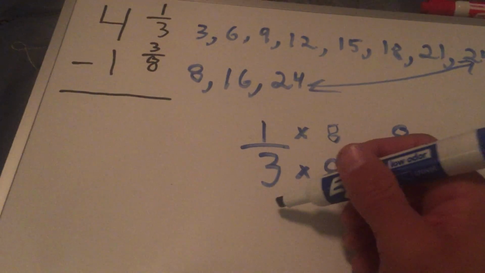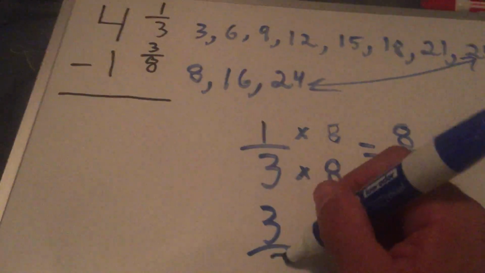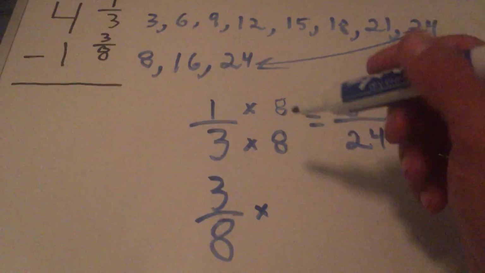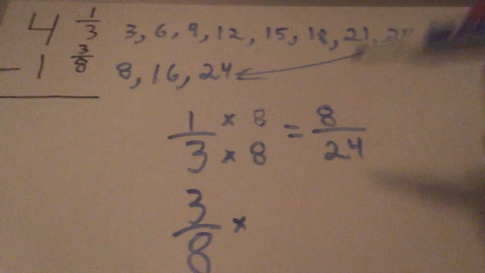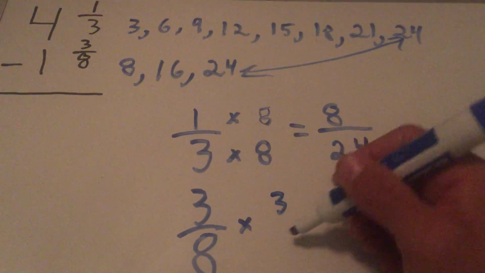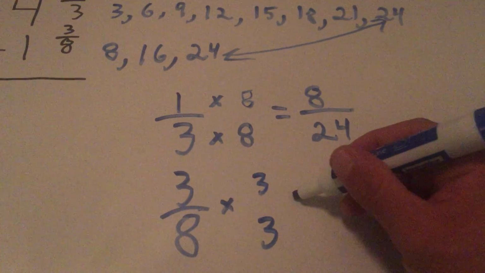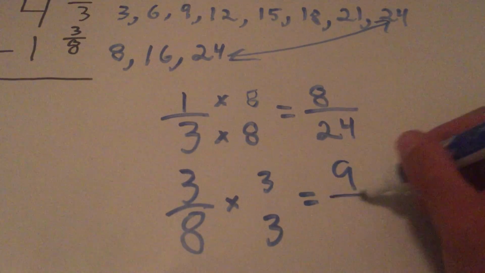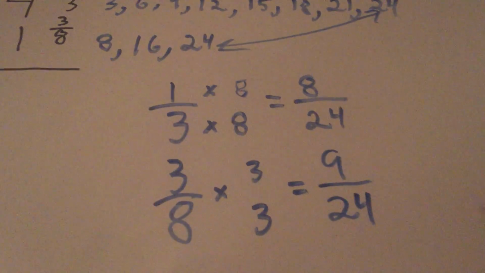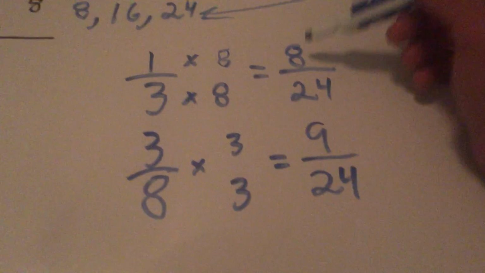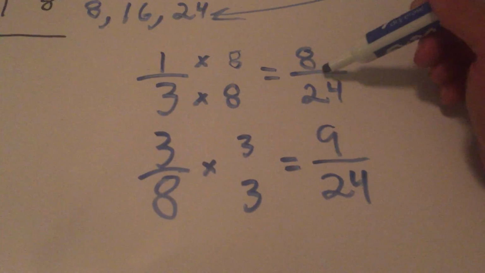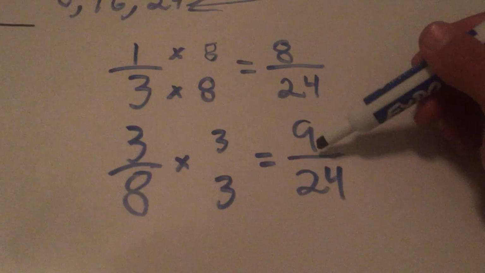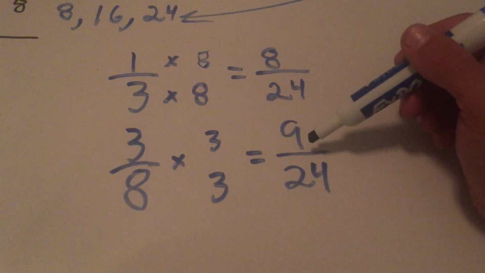Now for the 3/8 part, write down 3 over 8. How many times does 8 go into 24? 1, 2, 3 times. So multiply the top and the bottom number by 3 to get you 3 times 3 is 9 over 24. Okay, so now we have 8 over 24, which is the same as writing 1/3, but we just changed it a little bit. And 9 over 24, which is the same as saying 3 over 8.